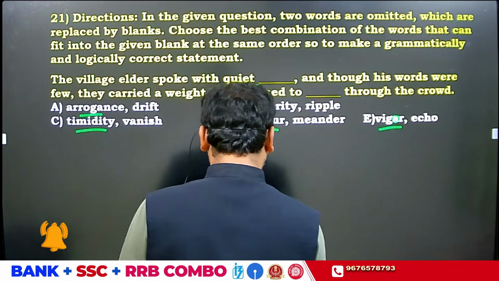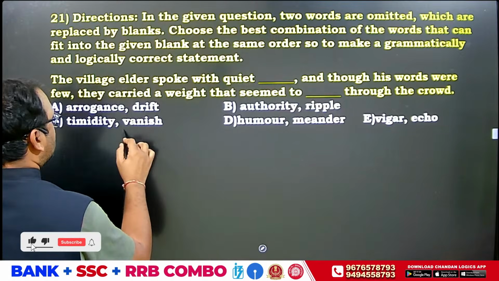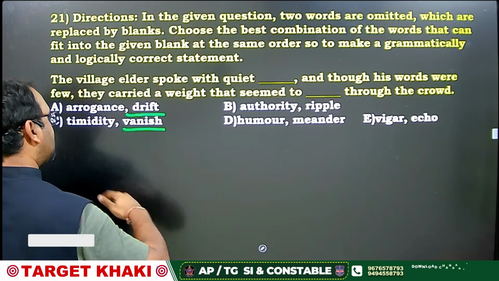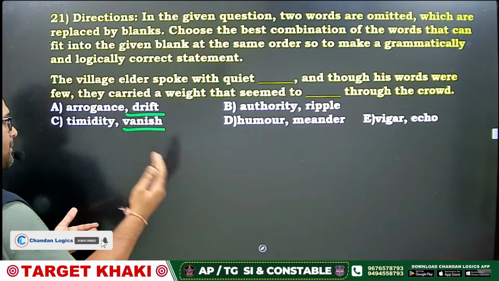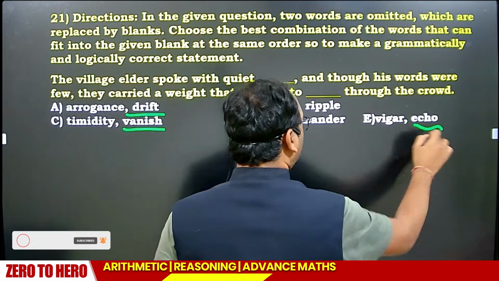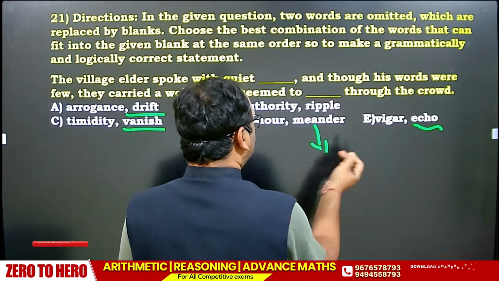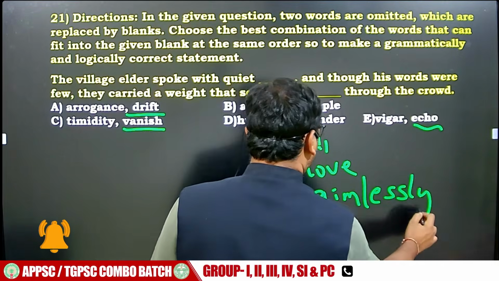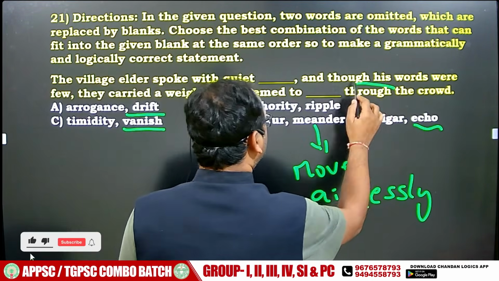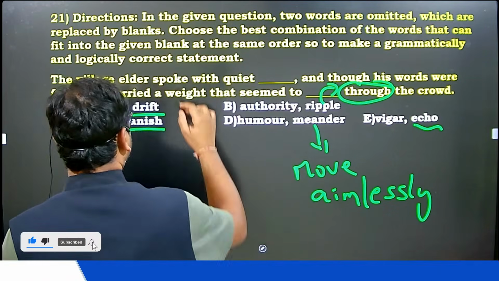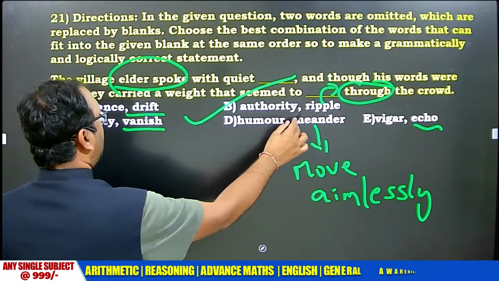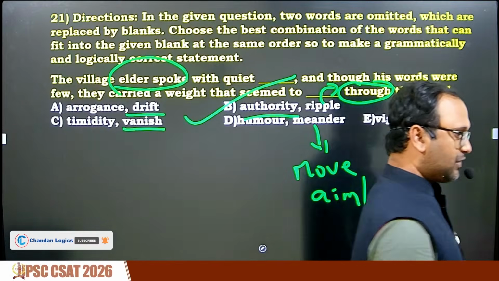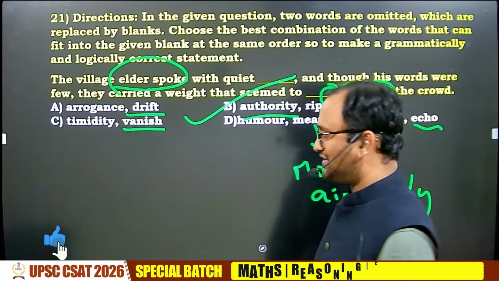But what about the other vocabulary, sir? See, vanish means disappear. Drift means move, move from one place to another place. Echo means sound, sound travel. Meander means simply move aimlessly. But among all the options, the preposition through is there, no? So ripple through comes. And he spoke with authority because an elderly man speaks with authority. Oh my goodness. Every question today is throwing a vocabulary challenge.